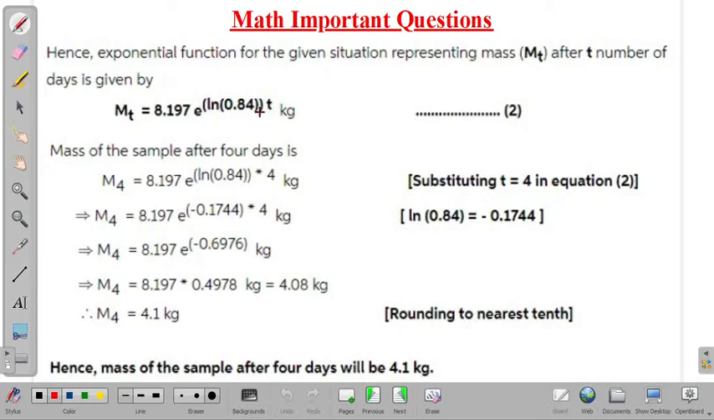Now we need to find the mass of the sample after 4 days. Substituting t equal to 4 in this equation, we get M(4), which denotes the mass after 4 days. It will be equal to 8.197 times e raised to the power ln of 0.84, and in place of t we substitute 4. After calculating this, we get M(4) equal to 4.1 kg. Hence, the mass of the sample after 4 days will be 4.1 kg.